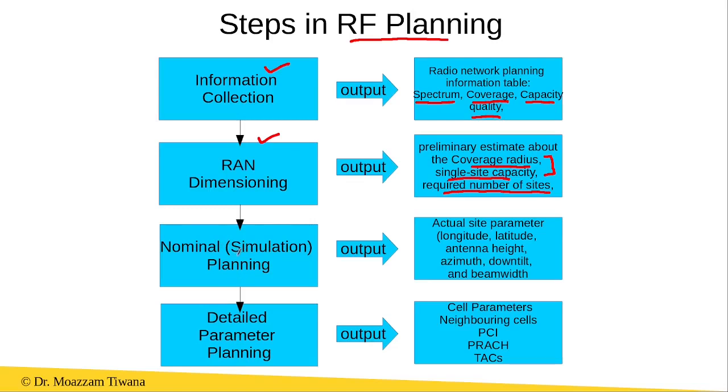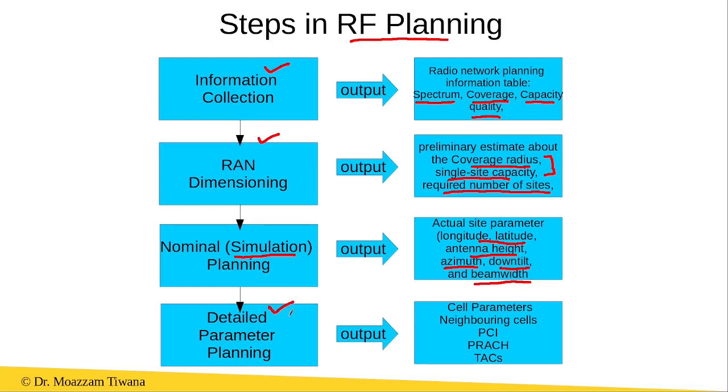And this step is done using an RF planning tool, and in this step, detailed simulations are done. And after this step, we get the actual site parameters, like what would be the longitude and the latitude of a site, what would be the antenna height, what would be the horizontal or the azimuth angle of the antenna on that site, what would be the down tilt of the antenna, and what would be the beam width on that site.